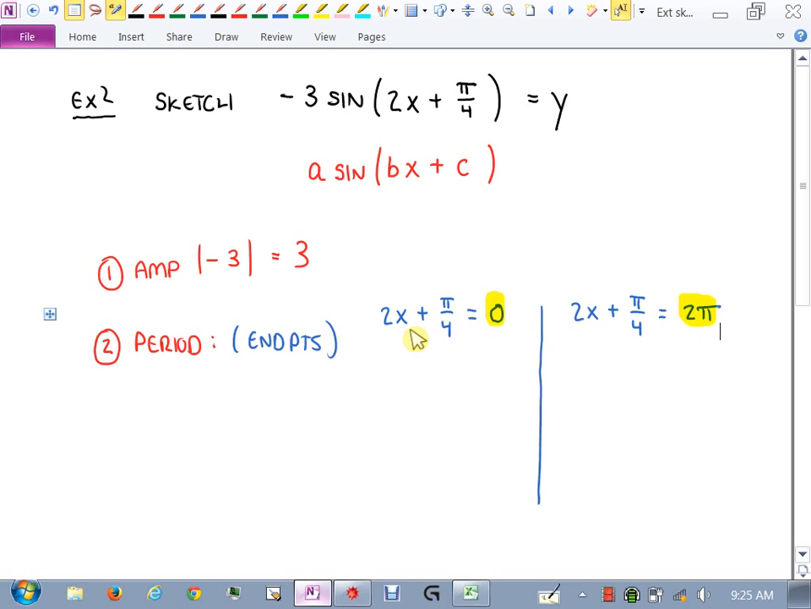All right, let's try and solve this first equation. I'm trying to solve for x. So when we have, this is a linear equation in x, we're going to isolate the x term. So we're going to move this whole thing to the other side by subtracting it. So we get 2x equals negative pi over 4. Then what?